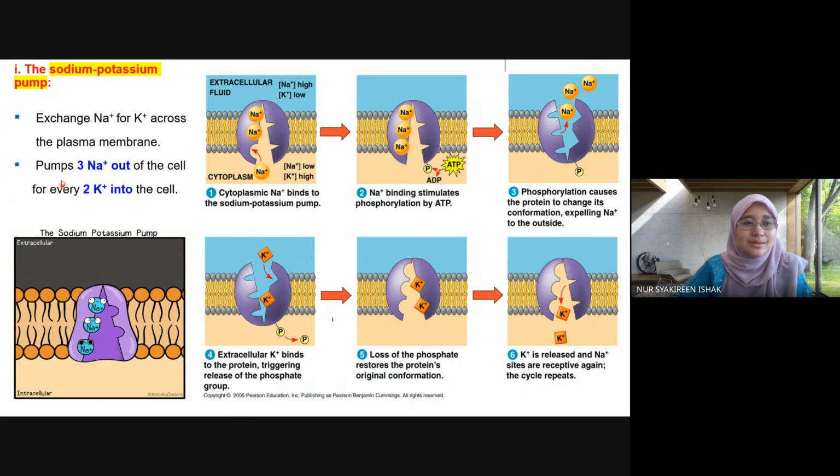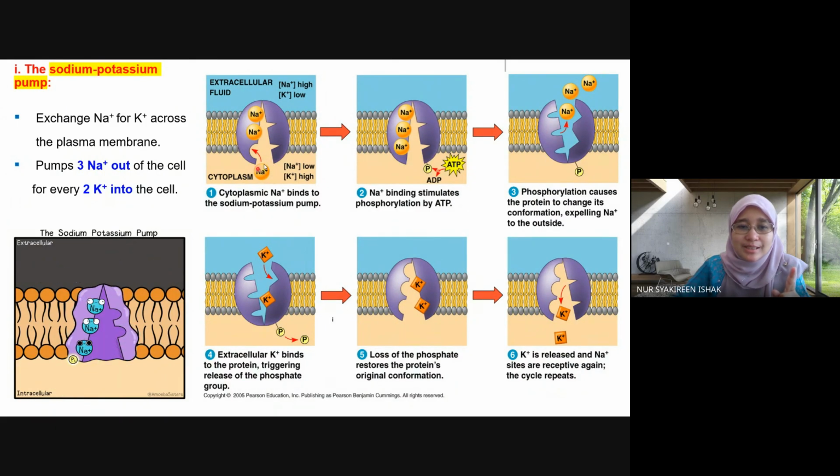So 3 sodium ions go out of the cell for every 2 potassium that enter into the cell. So you have to remember, this is the plasma membrane of the cell. This is the outside of the cell, this is the inside of the cell. I mentioned just now, outside the cell, sodium ion is always high. Inside the cell, the sodium ion is always low. Because this is active transport, the ion will move from low concentration to high concentration, against the concentration gradient.